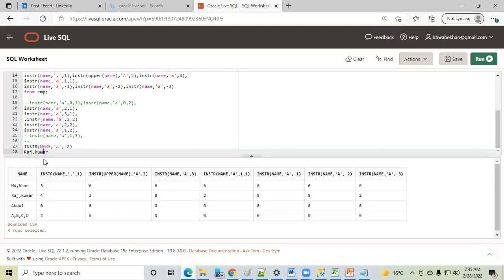Similarly, SQL got it that okay, A is present here itself. That's why it has counted from here: 1, 2, 3, 4. But counting will start from the beginning, from here. Don't count from here.